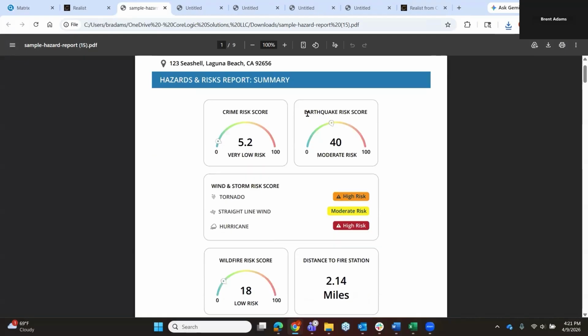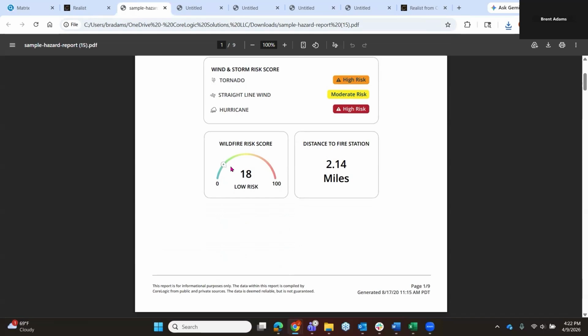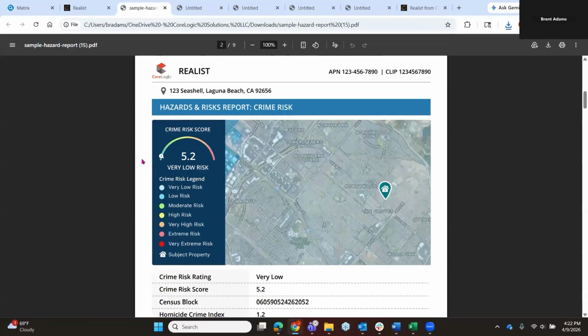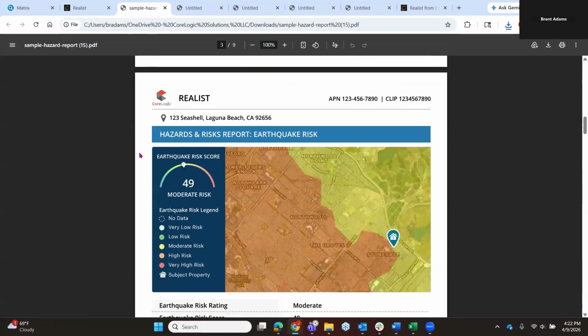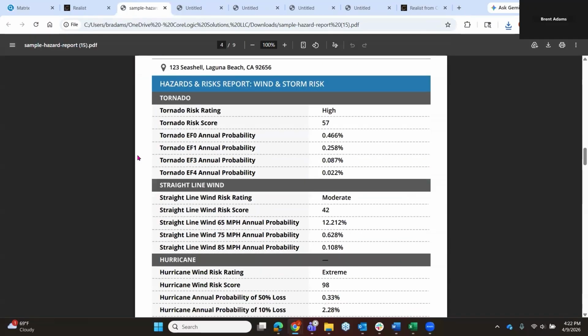but you're going to understand, in an area like yours, is there an earthquake risk score? These are important things. You're not going to have a high tornado or hurricane or straight line wind score in these areas, but wildfire, absolutely. Distance to nearest fire station, these are all things that are potentially helpful for people that might need extra insurance in many cases. We've got your crime risk. Again, we've got your earthquake risk. Everything I showed you up top is a bit of a summary. We then break it down into these individual reports here too.